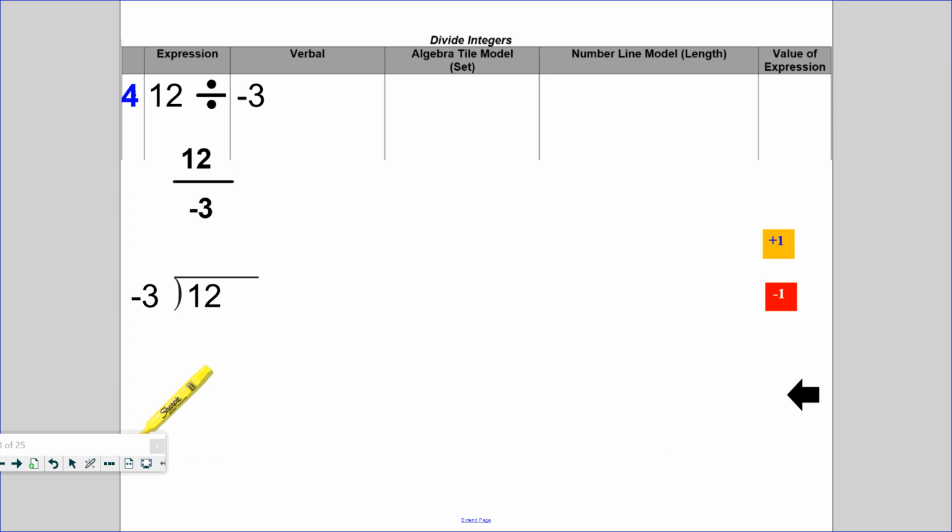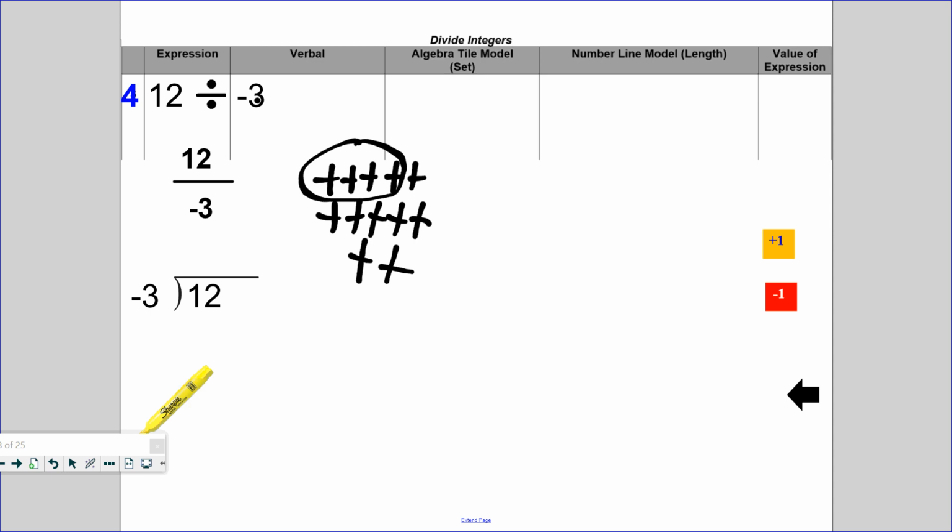Number 4. Now let's get to where it gets a little harder. It says 12 divided by negative 3. So this is how you would represent it. You have 12. Start with 12 pieces. 1, 2, 3, 4, 5, 6, 7, 8, 9, 10, 11, 12. They want you to divide it into 3 groups. One group, two groups, 3 groups. But this negative means the opposite.